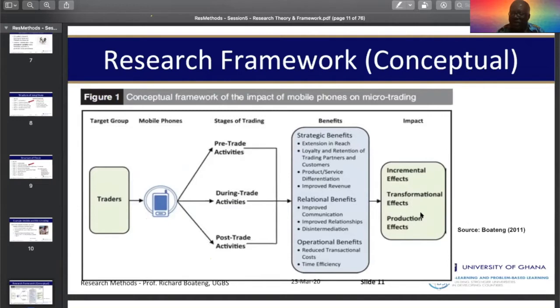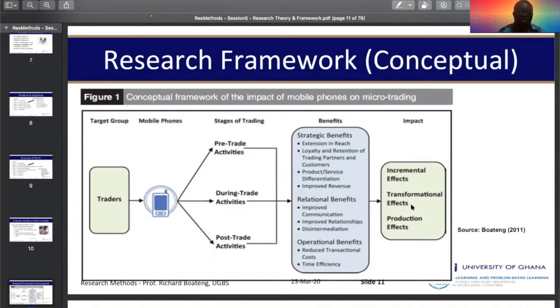Okay, somebody is asking, is there a standard required number of chapters for PhD work, especially those in the social sciences? I don't think so. I think what matters much more is whether you have everything there to be able to come up with a contribution to knowledge. Even with the MBA one, there's no standard number.